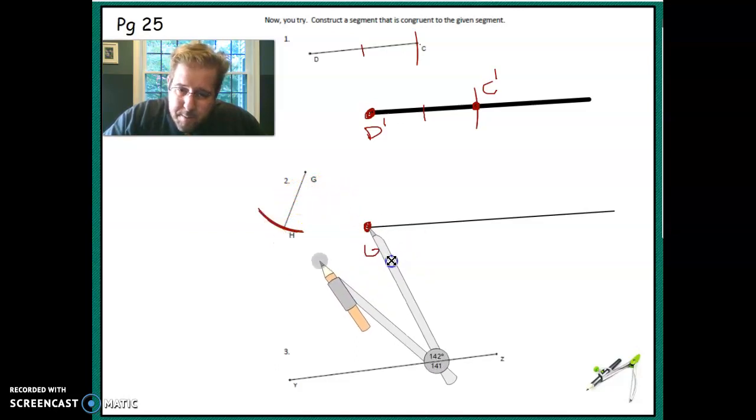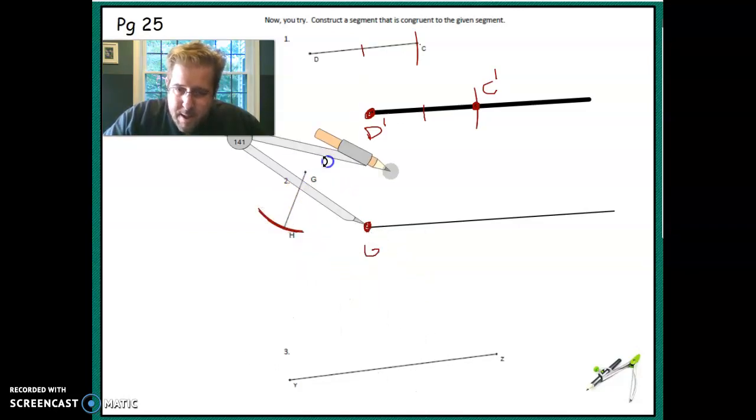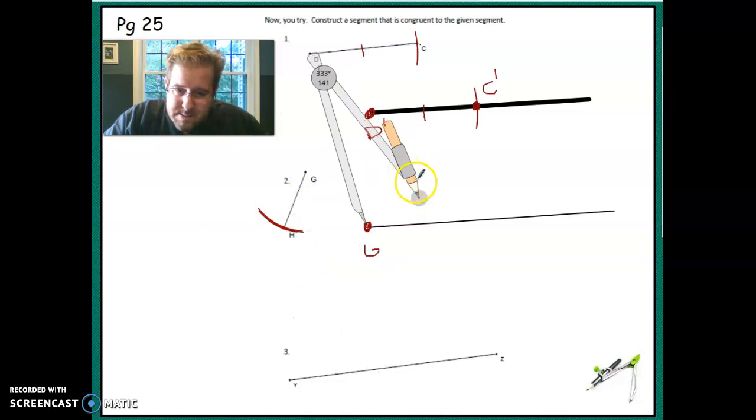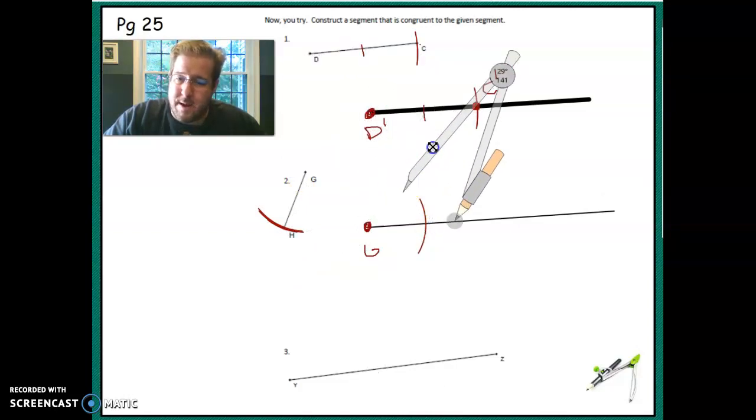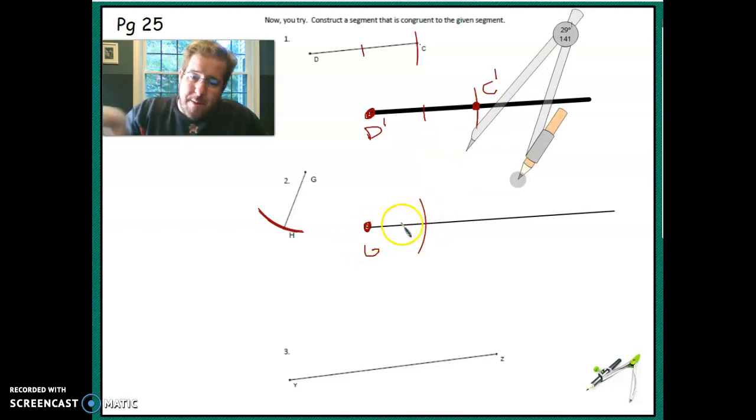I'm going to go over here, put my fixed point on G, and then I'm going to make the exact same size arc so that it intersects the line that I made originally. Now, I know I made this line really long, and I don't need it to be that size, but I made it really long on purpose, making it longer than I need, just to make sure that I wouldn't have to extend it some more. And this is going to be point H, and this segment is now the same size as this segment.